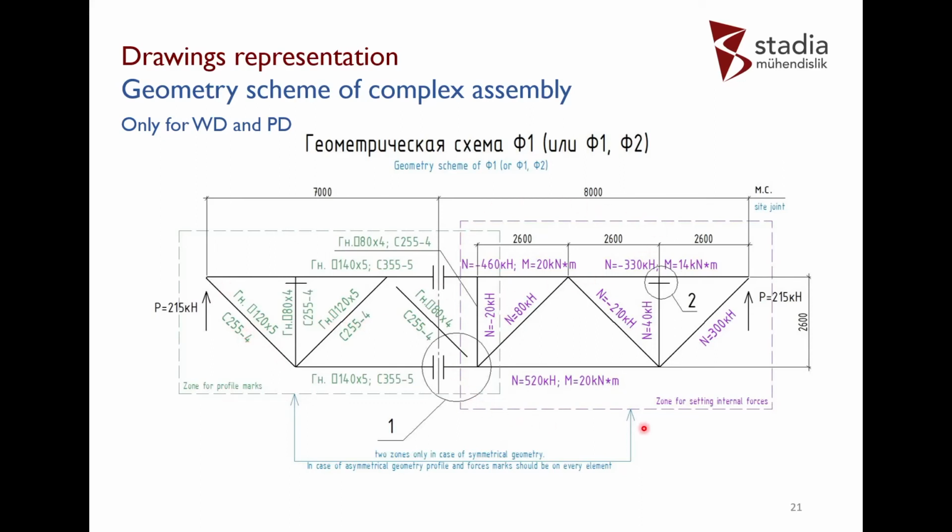On another side, we can write forces in this truss and support reactions. If we have a non-symmetrical section, we should draw this scheme twice, for example, and call it geometrical section F1, and write that here I show only the section, and on the second one will be written that I show only internal forces in this.